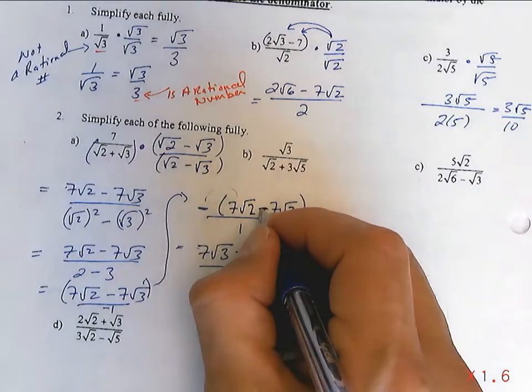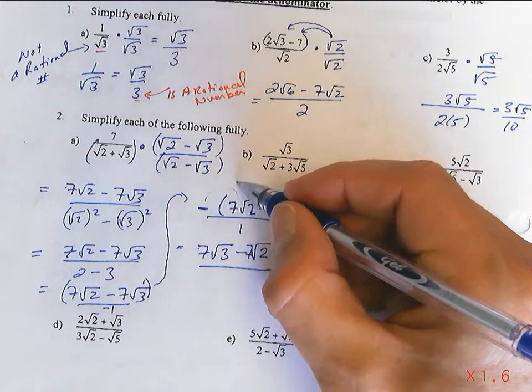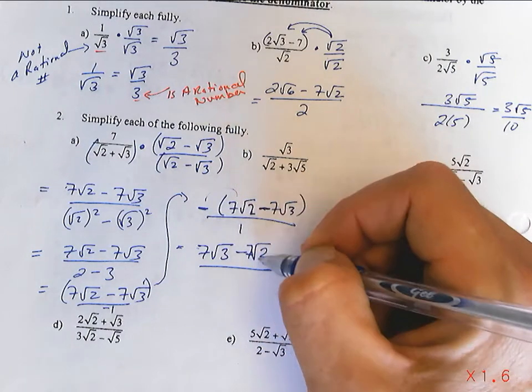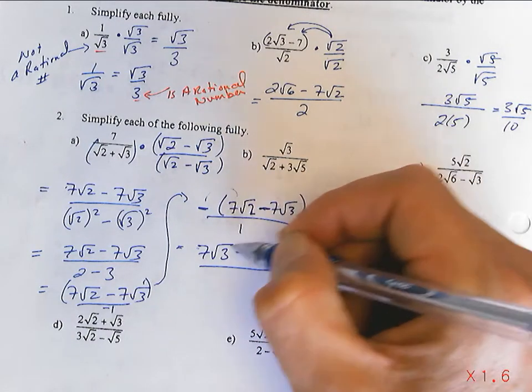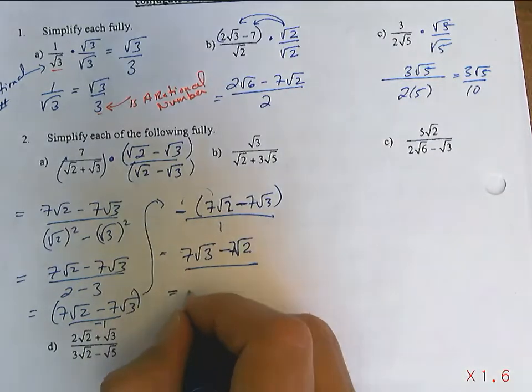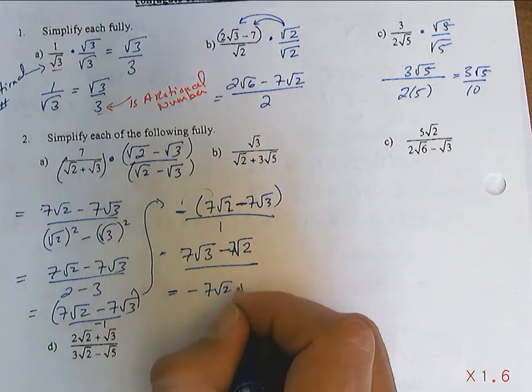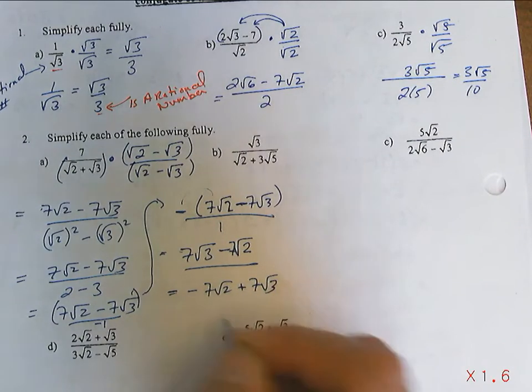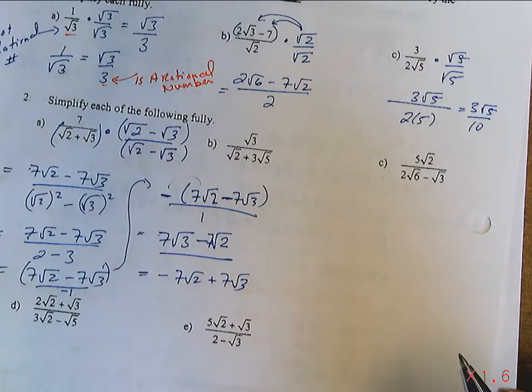So be careful of that. See what happened. I took that negative, I made 7 root 2 negative, and I made 7 root 3 positive. And I put the positive in front of the negative because it looks better than this. Okay, it just looks better.